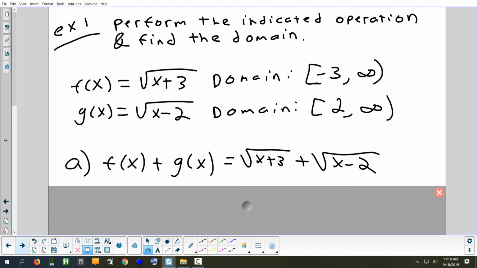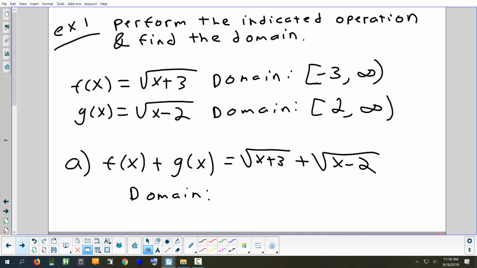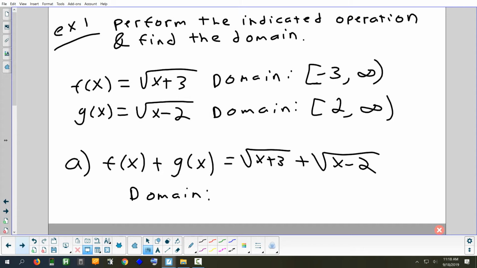Now, if f of x was the square root of x plus 3 and g of x was the square root of x plus 3, and they were the same, then I could say, well, the square root of x plus 3 plus another square root of x plus 3 is 2 square roots of x plus 3. Okay? But they're different. Okay. Now, the domain. So think of that Venn diagram that I drew. The domain is the overlap. It's all the values you can think of that would work here and here. Has to work in both. Zach? Greater than or equal to 2. Yep. Greater than or equal to 2.